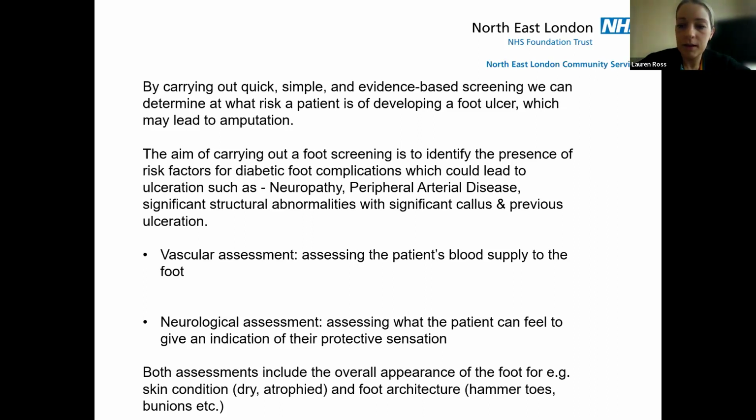And the assessment includes a vascular assessment, so assessing that patient's blood supply to the foot, a neurological assessment, so seeing how much that patient can feel, if they've had any change in their sensation in their feet, and also a visual inspection for any deformities or skin conditions.